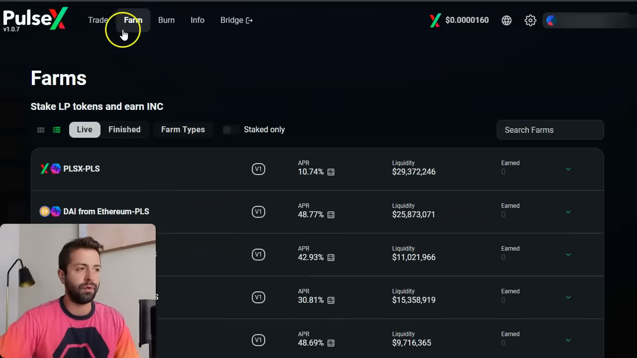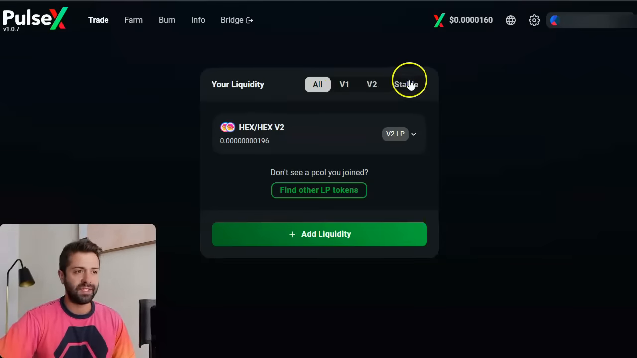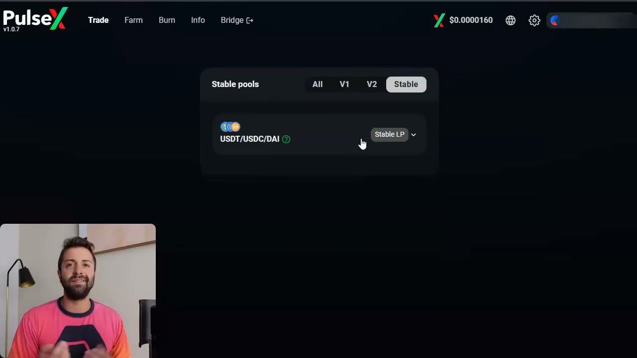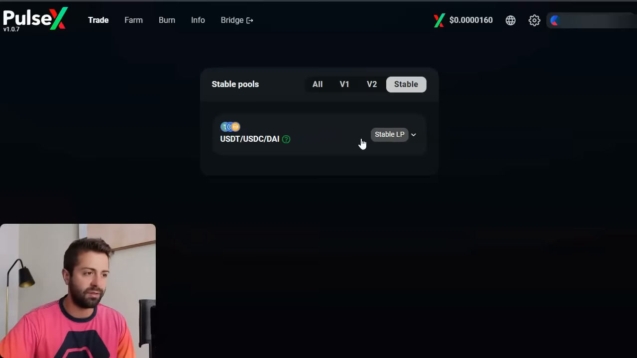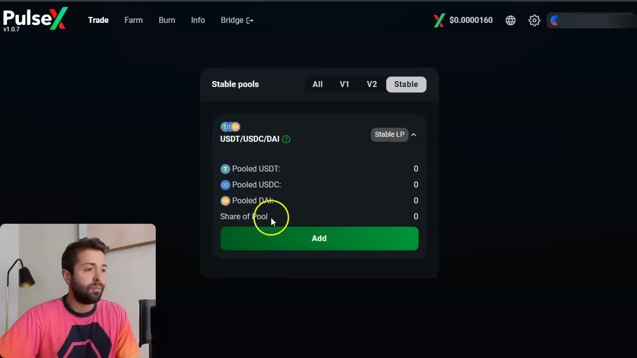So what you could think about it like this, all right? The stable pool over here connects all 3 stable pools, USDC Pulse, USDT Pulse, DAI Pulse. It connects all the pools and it allows you to do a more efficient swap with less slippage. I'm going to show you guys. Watch this. Now you can put in any amount.